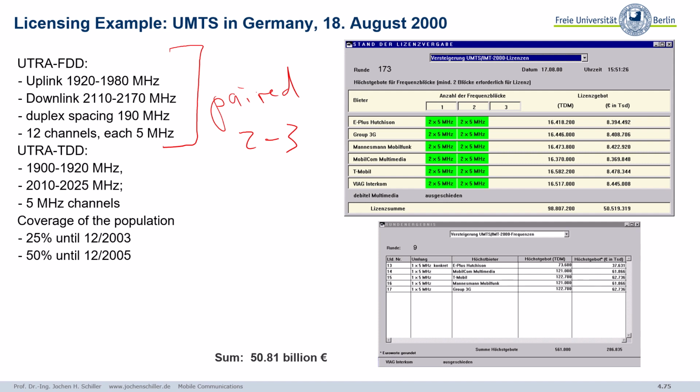Okay? And then, additionally, we have the unpaired band.